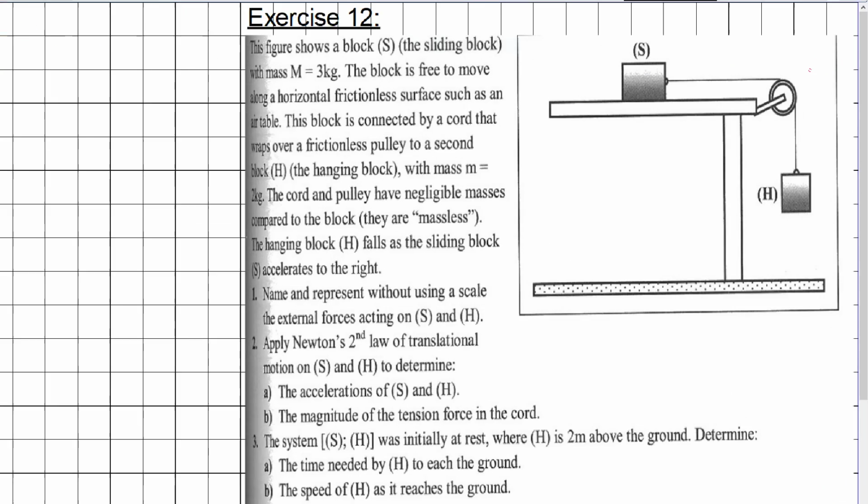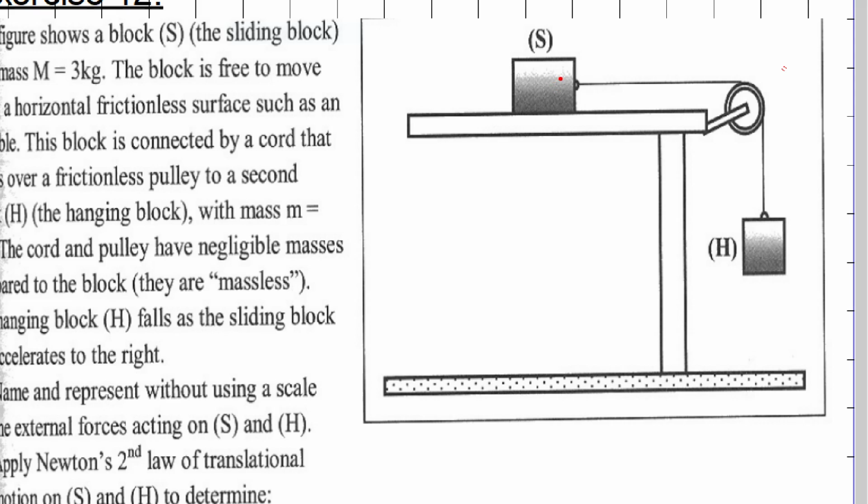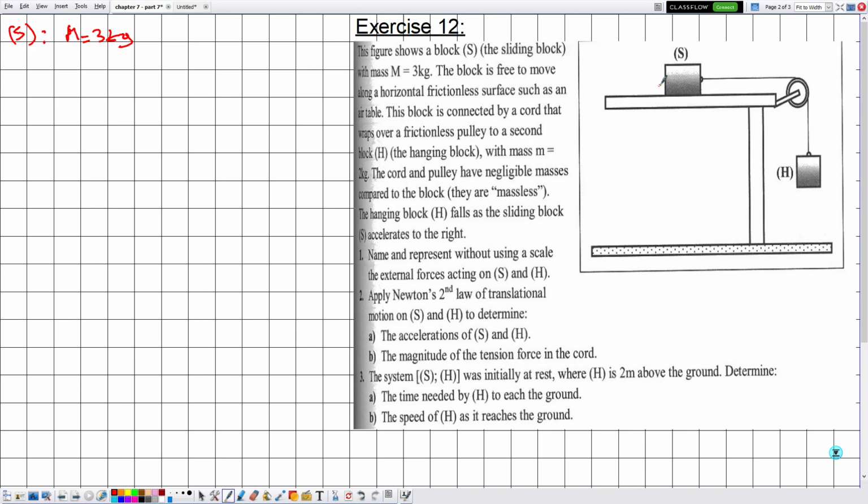Now notice that here they are telling me that S is the sliding block. So S may slide either to the left or to the right, but the reasonable direction is to the right, because S is sliding because it's connected via an inextensible string passing through the pulley to H. So H is being pulled downward by gravity or by the weight, so S will be moving to the right and not to the left. The block is free to move along a horizontal frictionless surface such as an air table. So no friction.